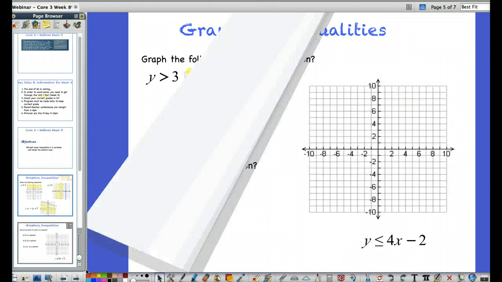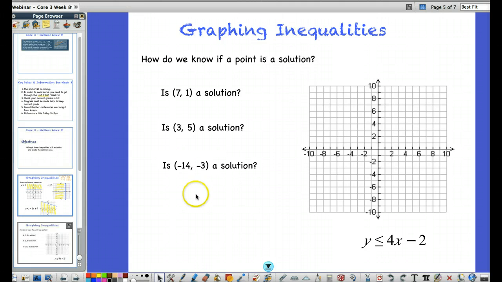All right, next one. So now what we want to do is find out if these points are solutions to this inequality down here. Okay, so how do we know if a point is a solution? Does anyone have any idea what we could do to determine if a point is a solution?